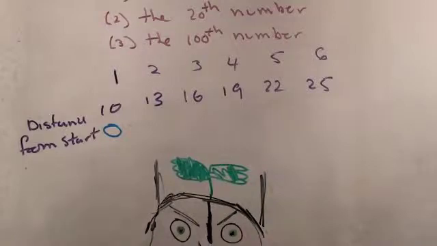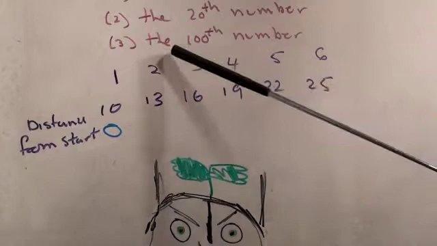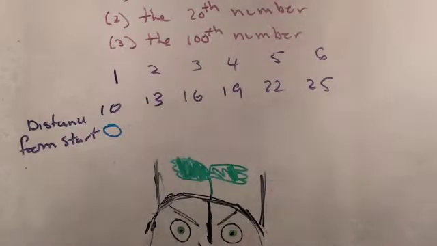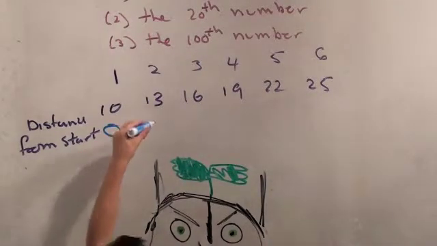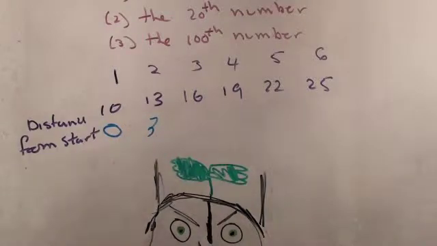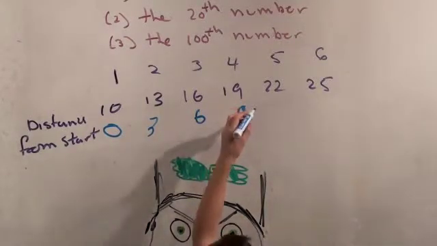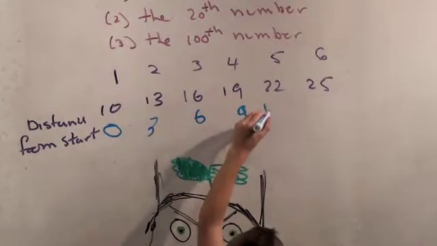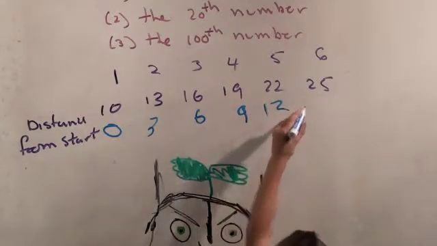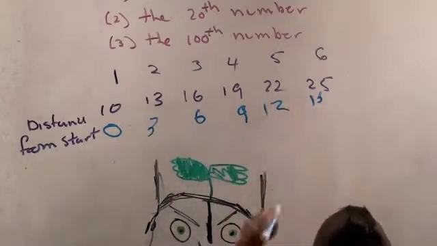How far away is the second number, 13, from the starting number? It's 3. Okay. Write that down now. How far away is the third number from the starting number? 10 to 16 is they differ by 6. Okay. And now 10 from 19 is 9. 10 from 22 is 12, and 10 from 25 is 15.